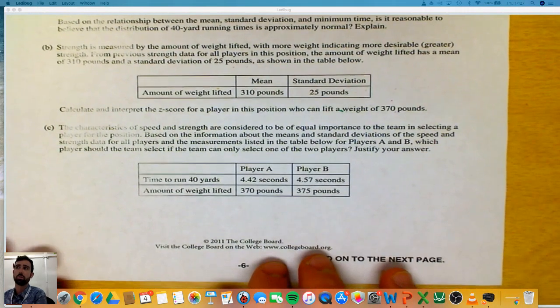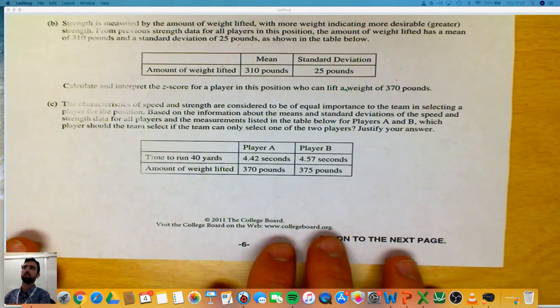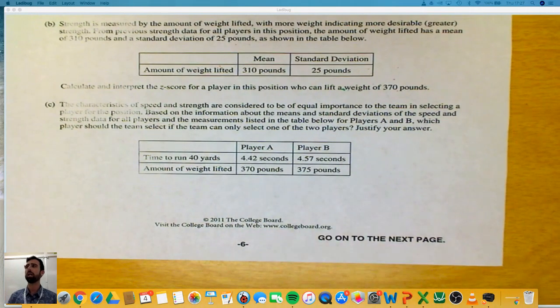Strength is measured by the amount of weight lifted, with more weight indicating a more desirable, greater strength. From previous strength data for all players in this position, the amount of weight lifted has a mean of 310 pounds and a standard deviation of 25 pounds, as shown in the table below. Calculate and interpret the z-score for a player in this position who can lift a weight of 370 pounds.